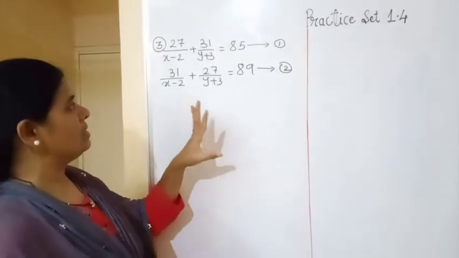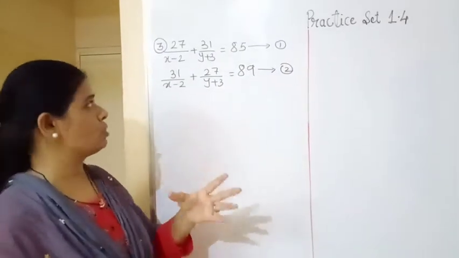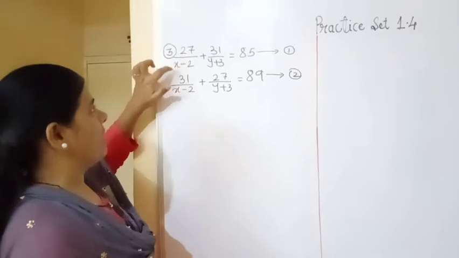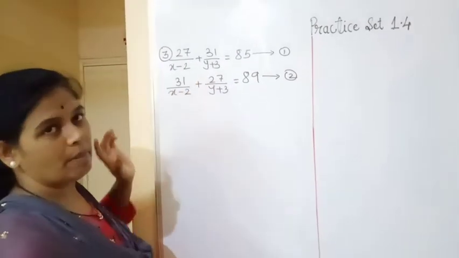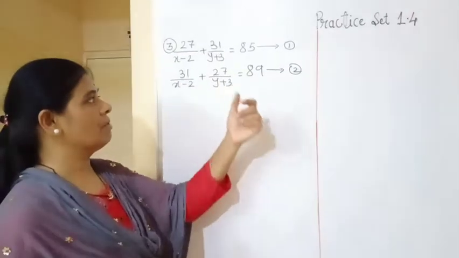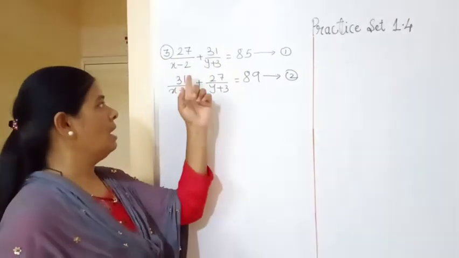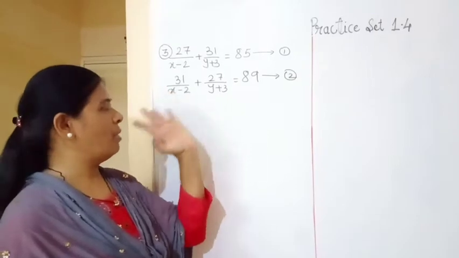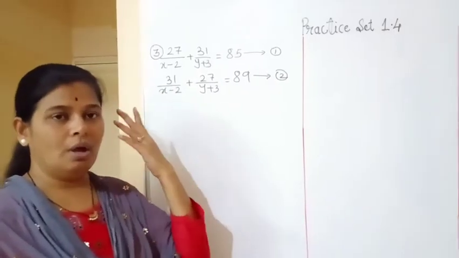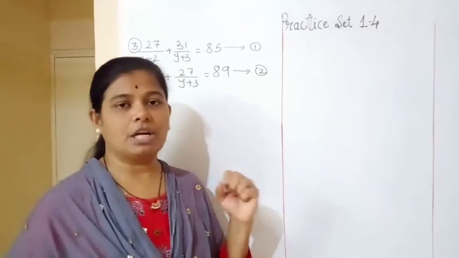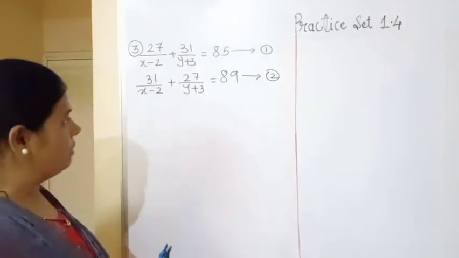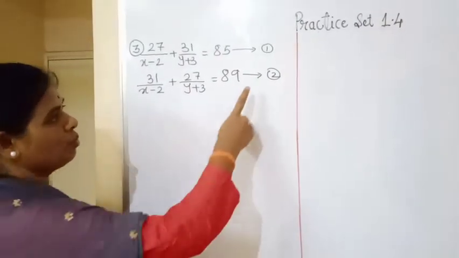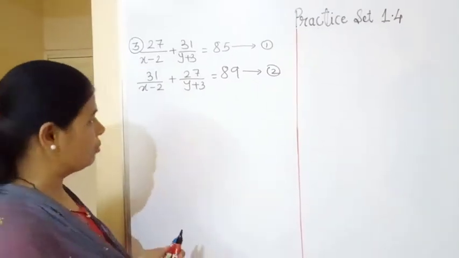Okay, so as you can see here, see the numbers first of all. Here 27 upon x minus 2 and in the second equation there is 27 upon y plus 3. In the first equation there is 31 upon y plus 3 and here it is 31 upon x minus 2. I think you might have recalled, that is the practice set 1.1. Same type of examples we have solved. Now we will solve this example, that is 1 and 2. I have already given the numbering to the equations.